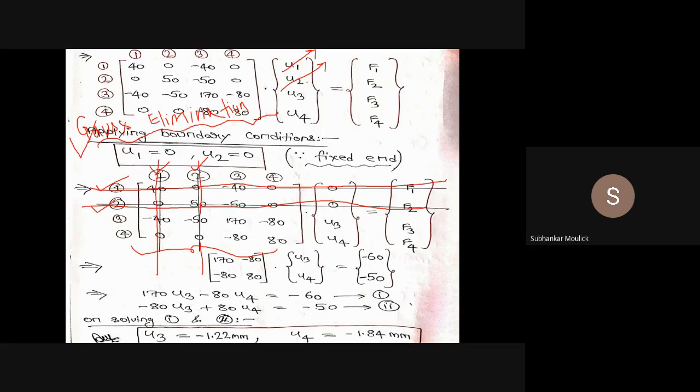If u1 is 0 and u2 is 0, this first row represents the first nodal point, this first column represents the first nodal point, this second row represents the second nodal point, and this second column represents the second nodal point. If u1 and u2 are 0, you can eliminate the first row, second row, first column as well as second column. This is the Gauss elimination method. So if I use this method, then my resulting equation will be left with only the third row, fourth row, third column, fourth column. That means I will be left with U3, U4, F3 and F4.